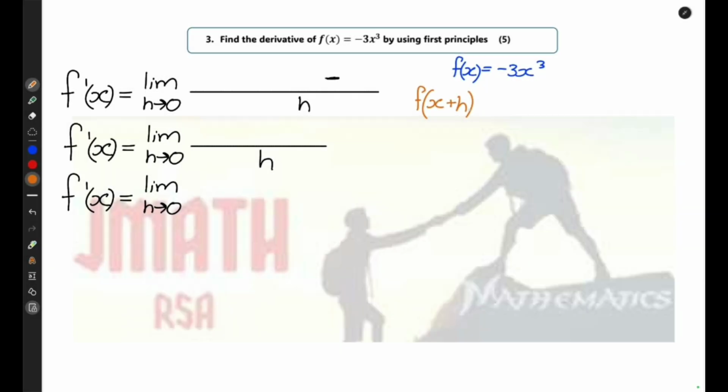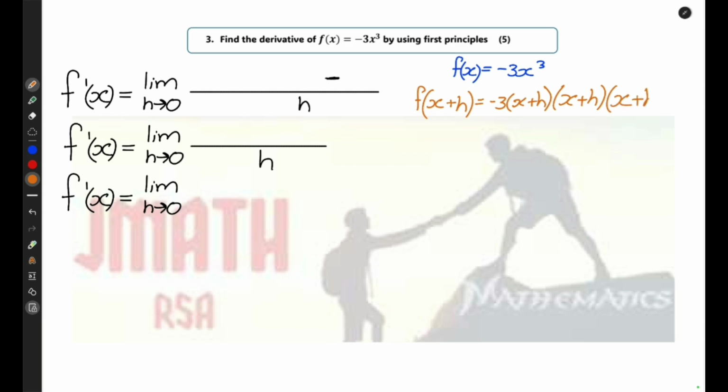Question 3, find the derivative of minus 3x cubed. So not a very difficult sum, but the foiling out process just takes very long, and it's very easy to make a mistake. So please focus with this. So what you're going to do is minus 3 and then (x plus h). But because it's cubed, it means there's 3 of those brackets. So I can write it out 3 times.